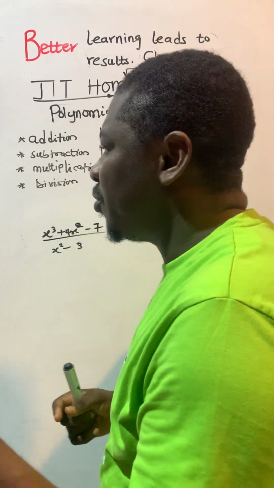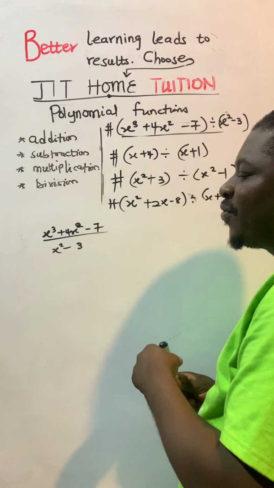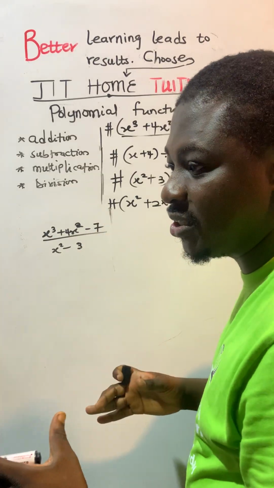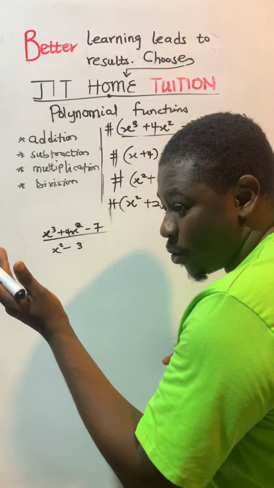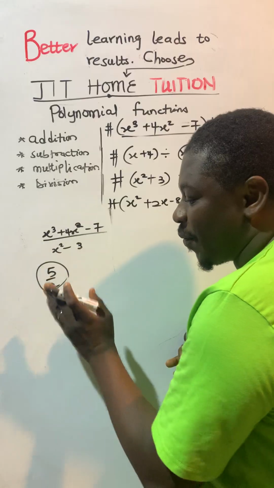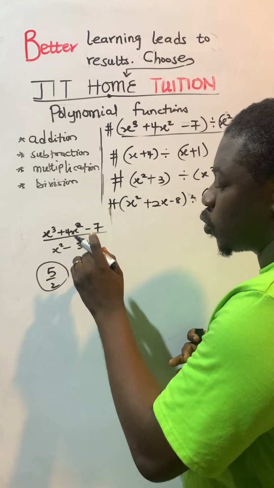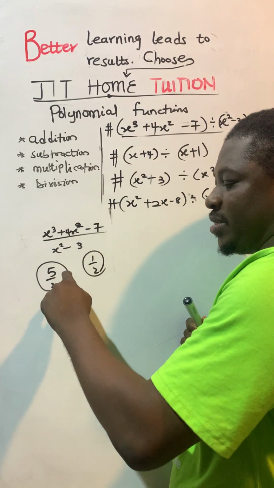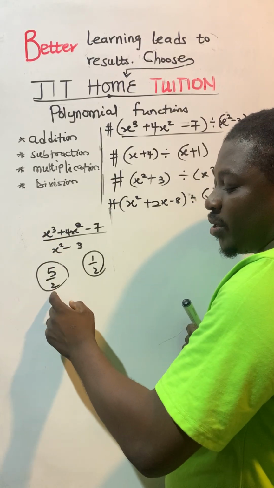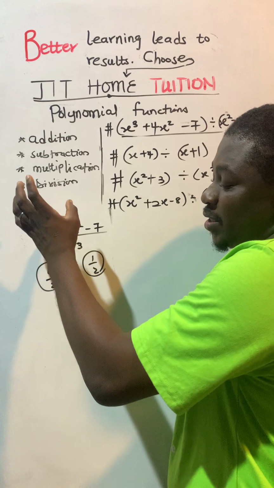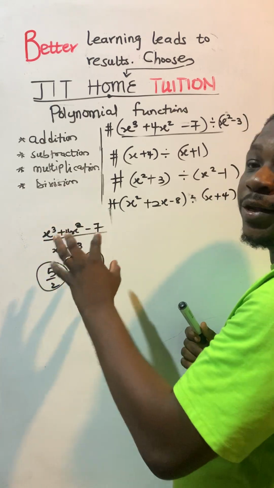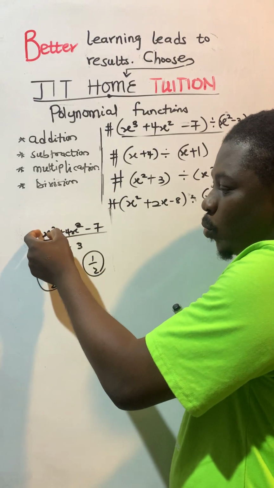But let me quickly chip in this. We have an aspect whereby we call it the improper function. So for instance, let's say you have 5/2. This one is called an improper fraction. You have 1/2. This one is called a proper fraction. Now, why the difference? It is improper because the numerator, which is the top one, is bigger than the denominator, which is the down part.